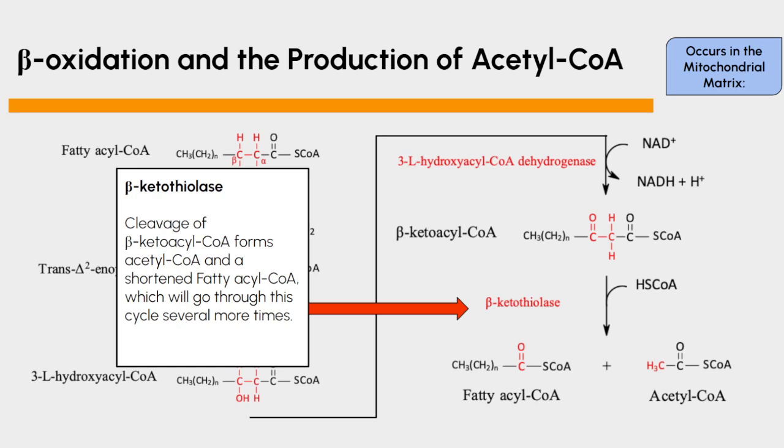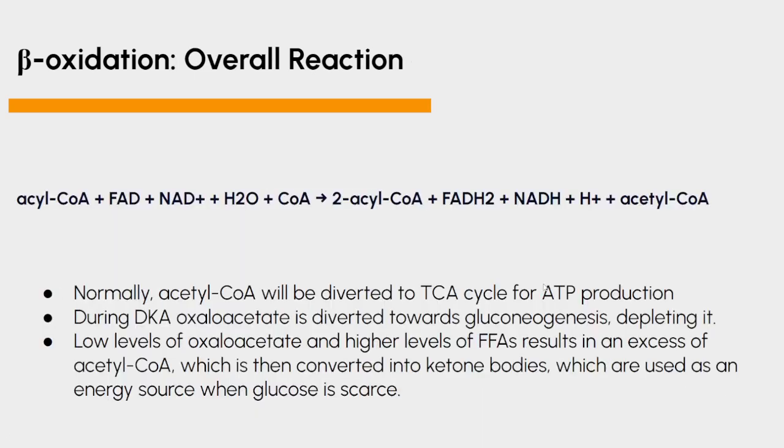This shortened fatty acyl coenzyme A will continue to go through this cycle multiple times. Here is the overall beta oxidation reaction that produces acetyl coenzyme A. In a healthy body, acetyl coenzyme A is diverted to the TCA cycle to produce ATP. During diabetic ketoacidosis, oxaloacetate is diverted to gluconeogenesis, which depletes it.